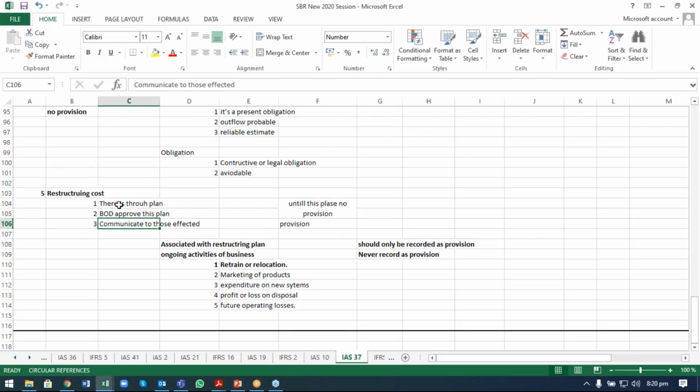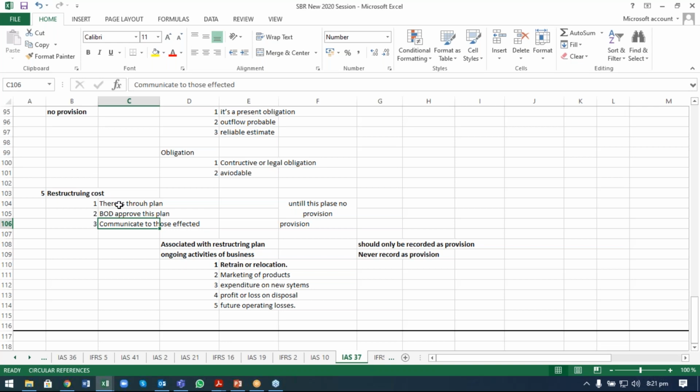This requirement was met. If we don't have a true plan, how is the board of directors going to approve it? So if the board of directors has approved that plan, it means there is a true plan. And secondly, it was communicated to all of those individuals who got affected. So it means you have to recognize a provision. But what provision should be recognized?